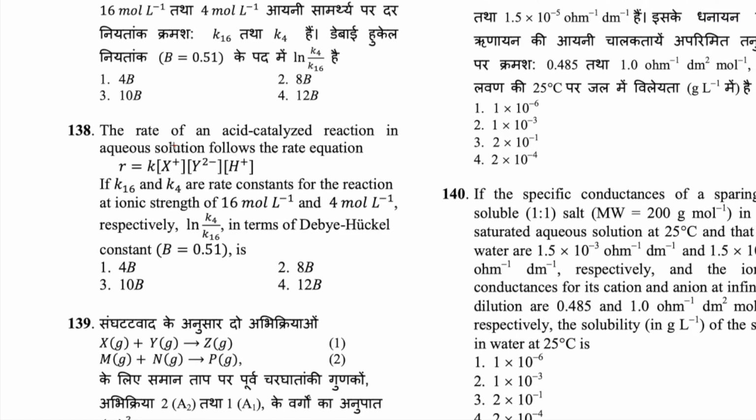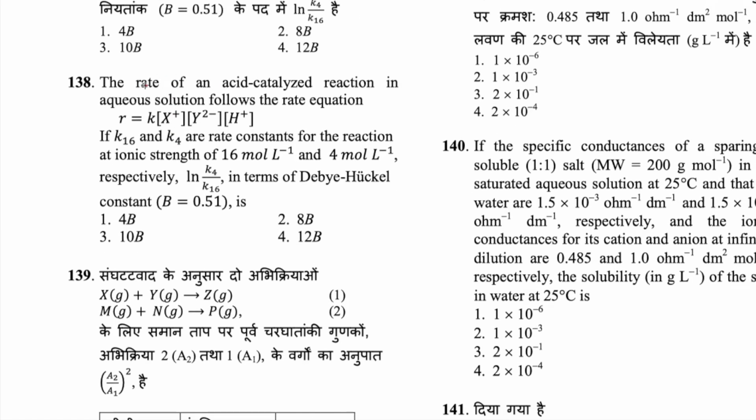It says that the rate of an acid catalyzed reaction in aqueous solution follows the equation. This is the equation which is quite similar to that one. If K16 and K4 are the rate constants for the reactions at ionic strength 16 and 4 moles per liter respectively, ln K4 upon K16 in terms of the Debye-Huckel constant is how much? That's what they are trying to ask. So let's try to solve this.